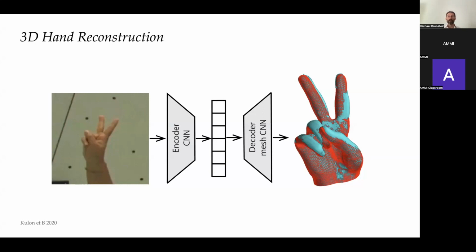video. So the encoder is a standard convolutional neural network, and the decoder is a mesh CNN. And in particular, my student Dominique Coulon worked on hand pose and shape reconstruction. This is a difficult problem because the hand has a lot of occlusions and ambiguities.